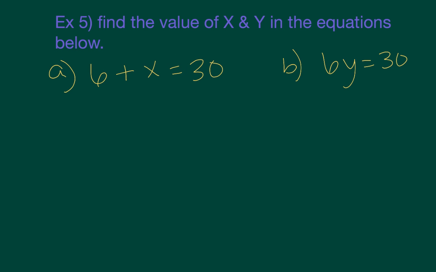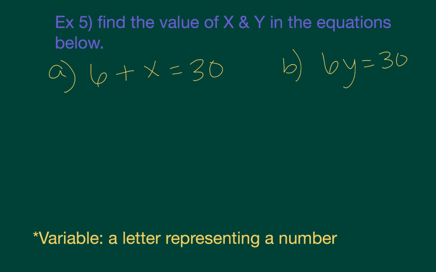In this next example, we're going to be finding the value of x and y in these equations. We have a and b. Let's take a look. 6 plus x equals 30. The x in this equation is called a variable. It's a letter representing a number, and that number is unknown. But we can look at the equation and mentally think of what x actually is. x equals 24.